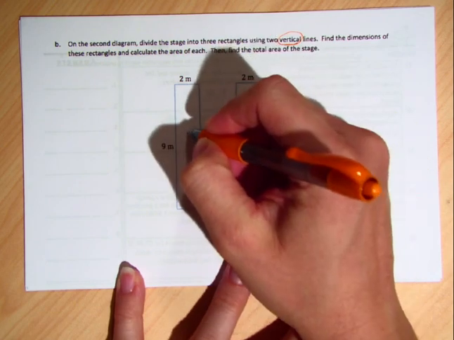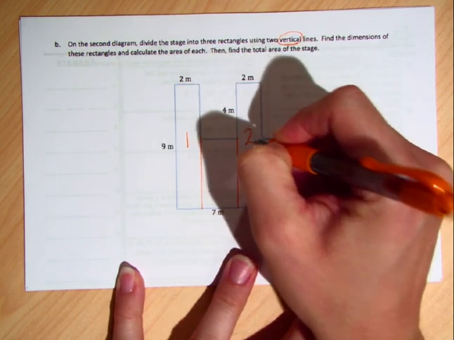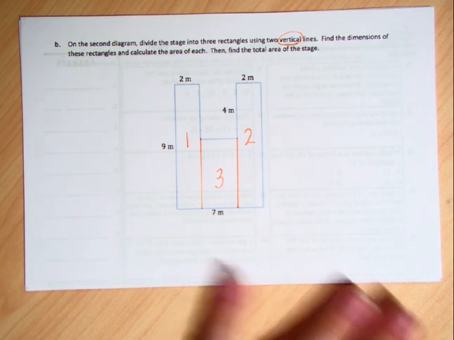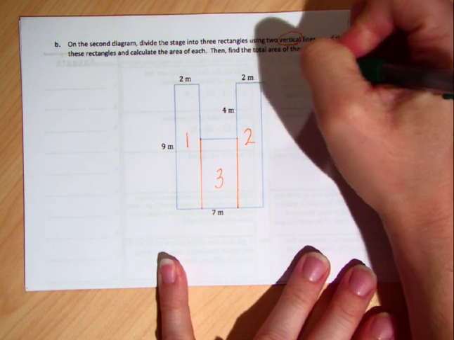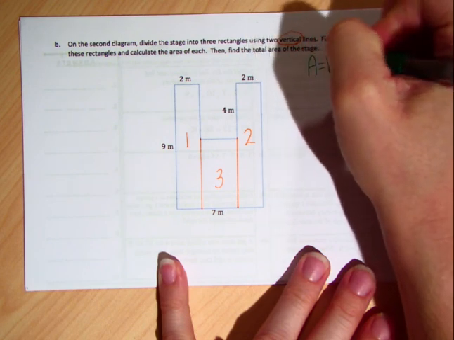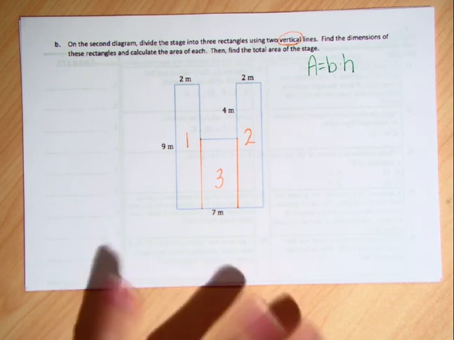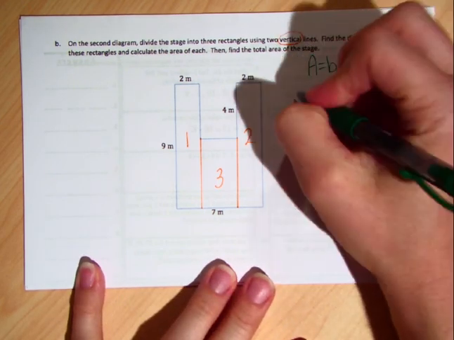Let's do the same idea. We'll do 1, 2, 3, like we did before. I have 3 rectangles. Now I need to find the area of each. Remember, area formula is base times height, or BH. And I like to put that always at the top when I'm trying to solve problems so I can plug my numbers in. It'll get a little tricky if I don't.